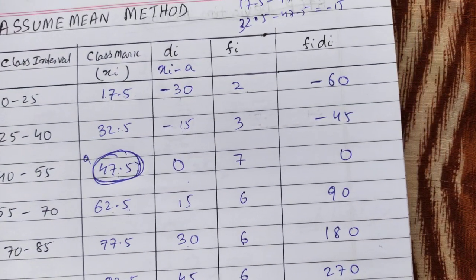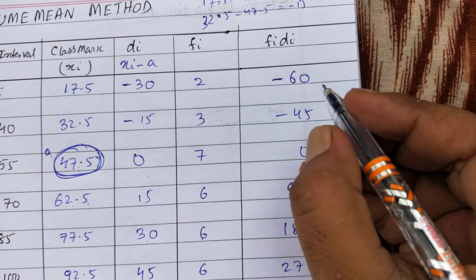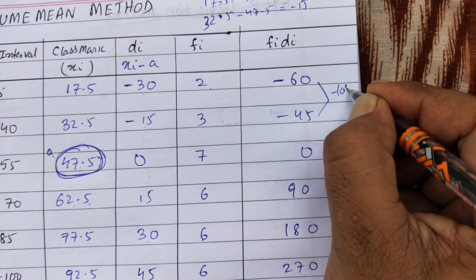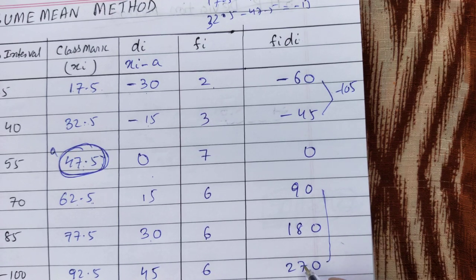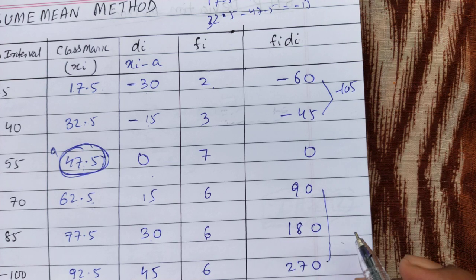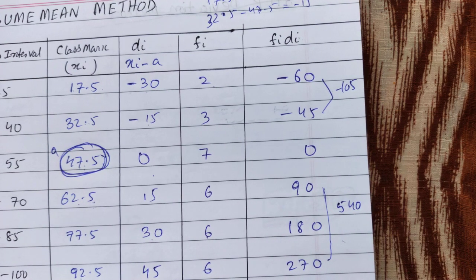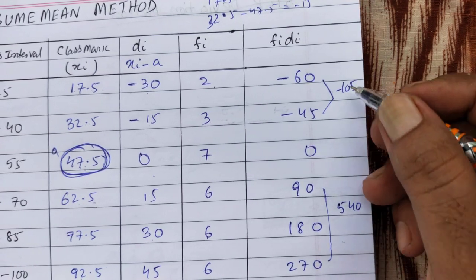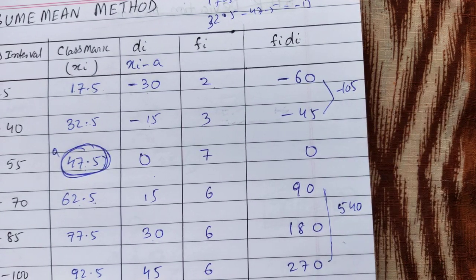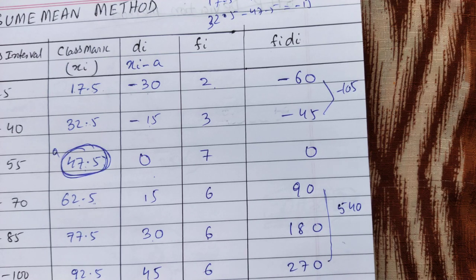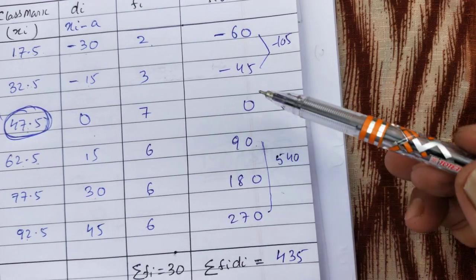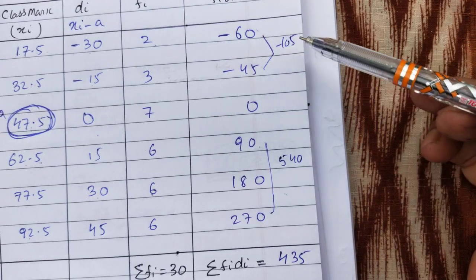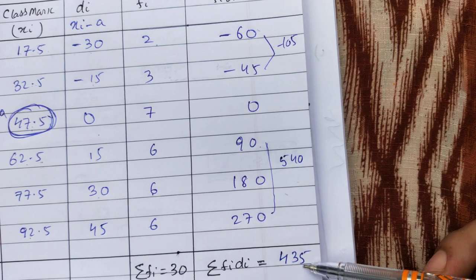Now how to find the total of this? We have negative numbers and positive numbers also. This is negative 105. This if I add, I'll get 270 plus 90 is 360, 360, 540. Now subtract these two. 540 minus 105 is 435. We're adding all the positive numbers, adding all the negative numbers, and subtracting these two, and we're getting 435.